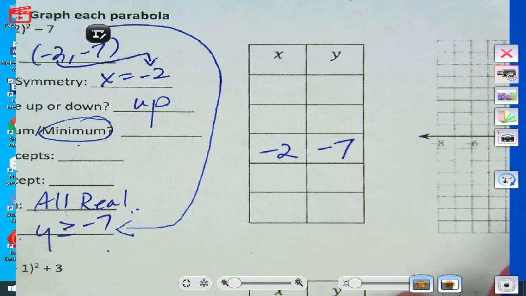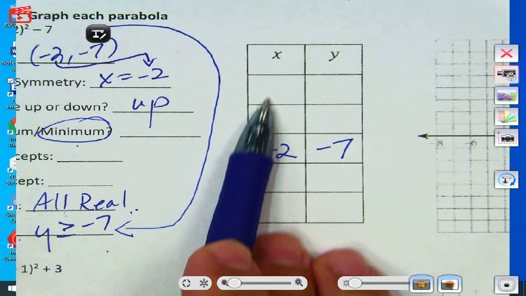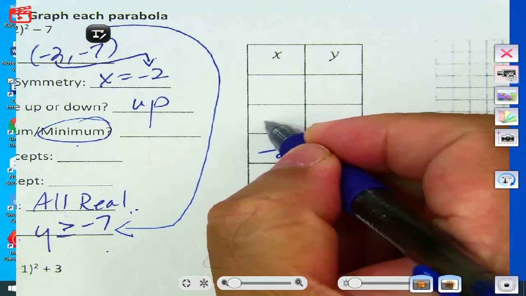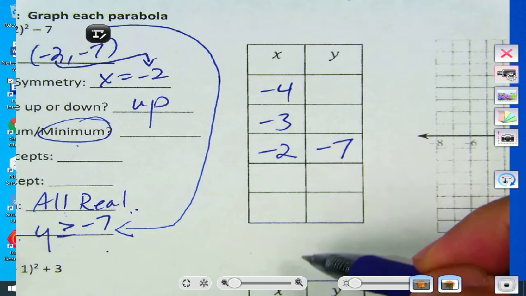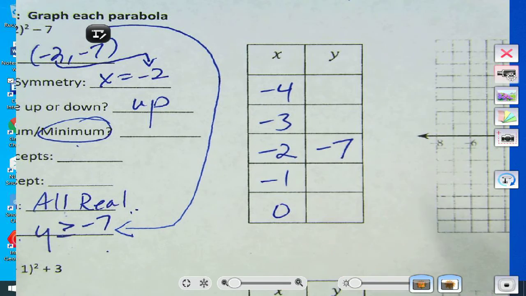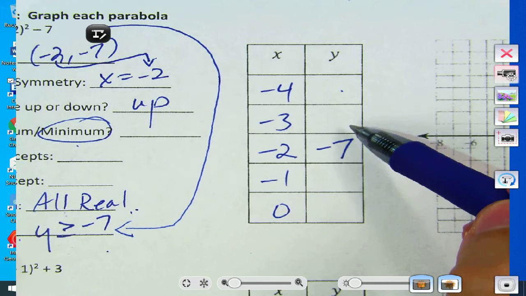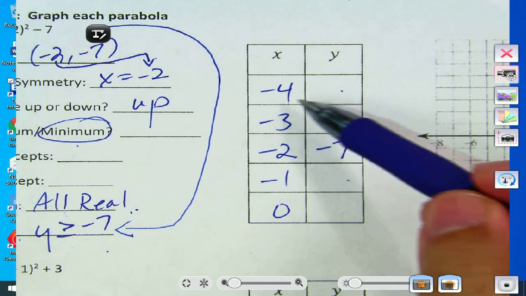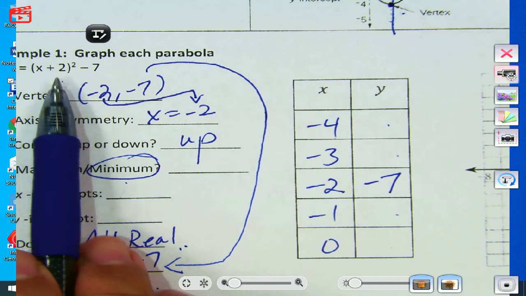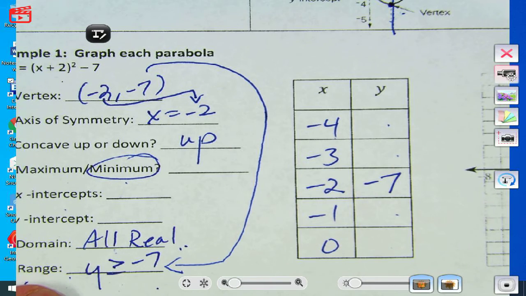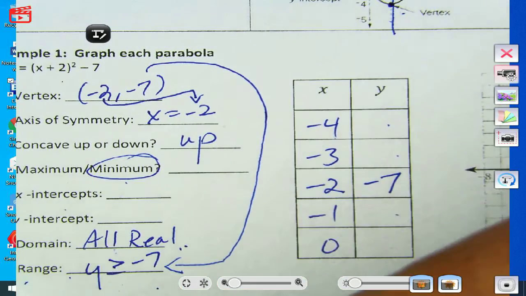Axis of symmetry is going to be x equals h. And we're going to talk about maximums and minimums. If it is concave up, the vertex is a minimum. If it's concave down, it will look like this, then the vertex is a maximum. We'll go through an example where you see all that addressed.